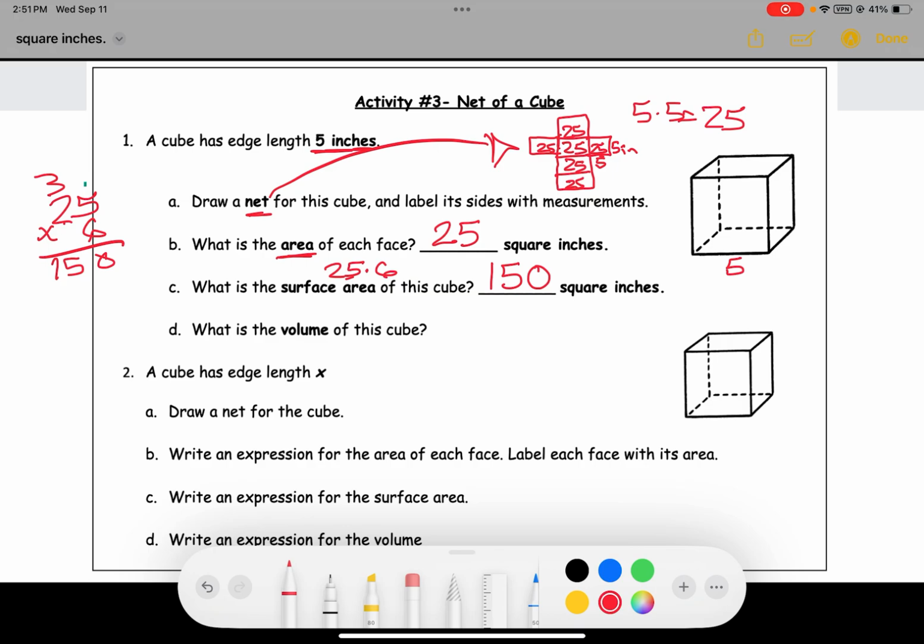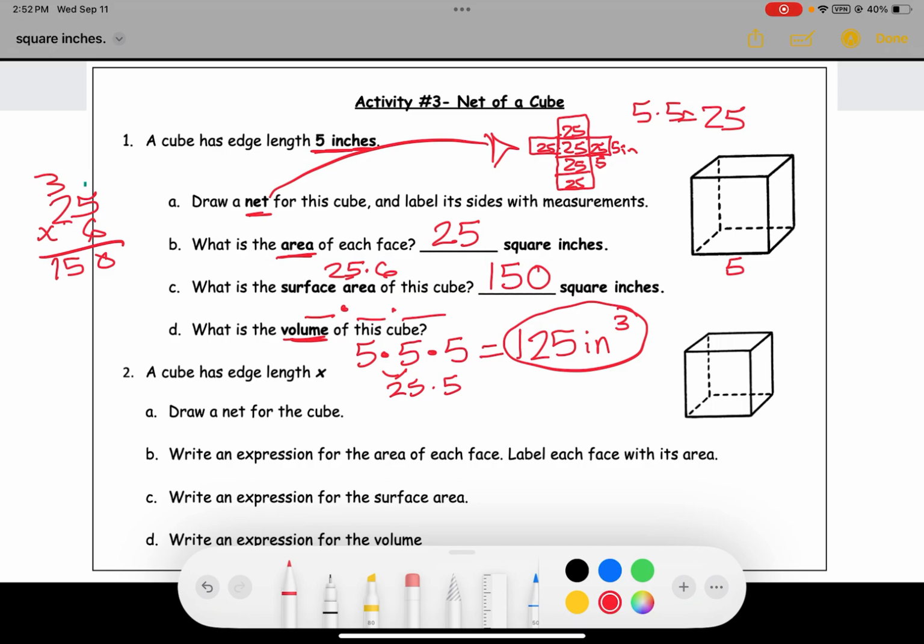And then D, what is the volume of the cube? So the volume, if one side is 5, then the other side is 5, then the other side is 5. In volume, we multiply the 3 dimensions, base times width times height. So 5 times 5 times 5. So I'm going to do 5 times 5, which is 25, and 25 times 5. And 25 times 5 I know is 125. And in this case, I'm going to write inches cubed, because volume is cubed. Okay, last one.